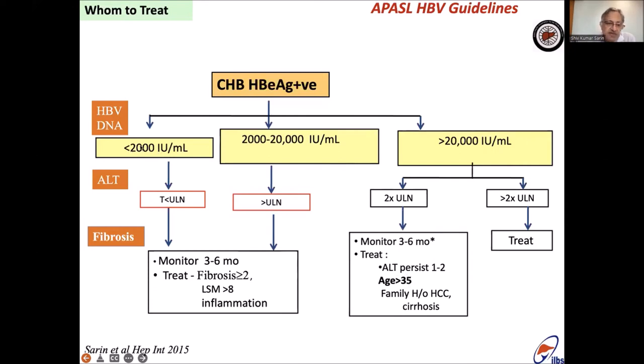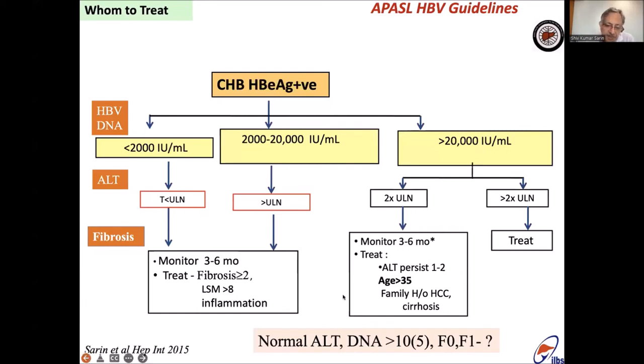If the DNA level is less than 2000, very low levels, and he has normal ALT, in that patient you will monitor. However, in any category, if the fibrosis is 2 or more, liver stiffness is above 8, you have to treat. So remember, anybody with high DNA and high ALT, treat; anybody with fibrosis, you will treat. So what are the 3 things? DNA, inflammation, and fibrosis.